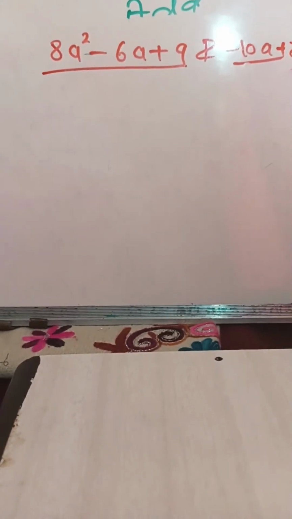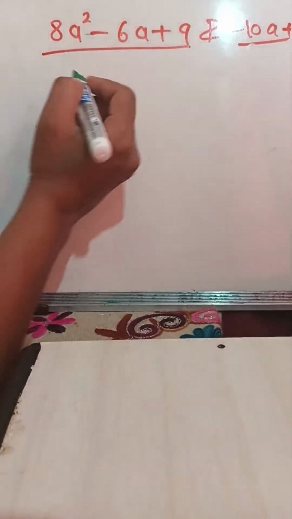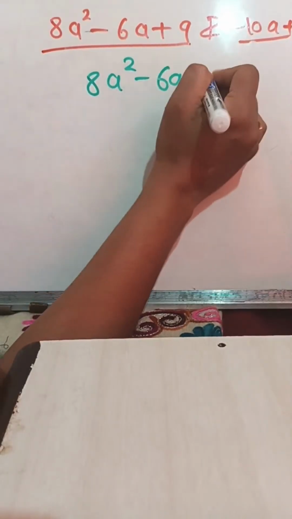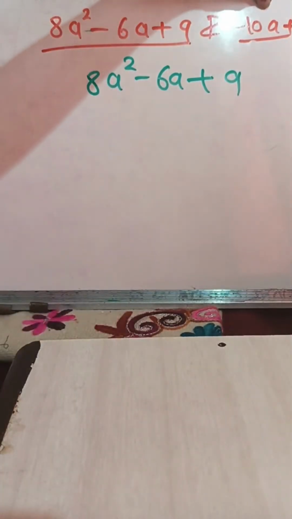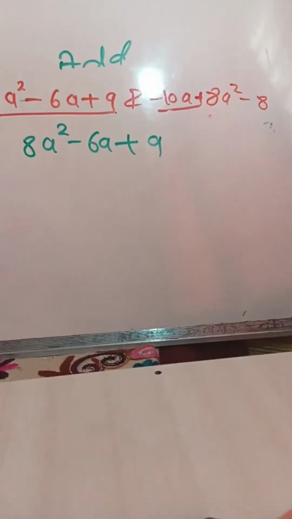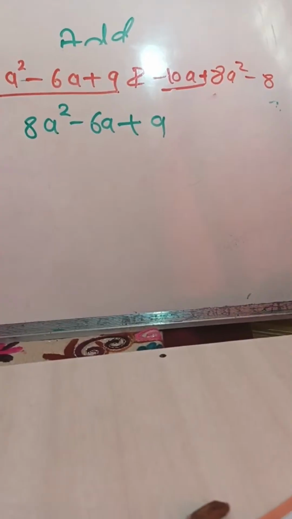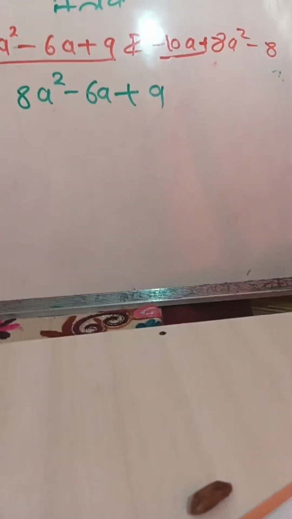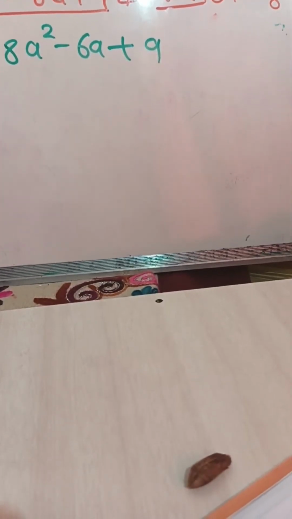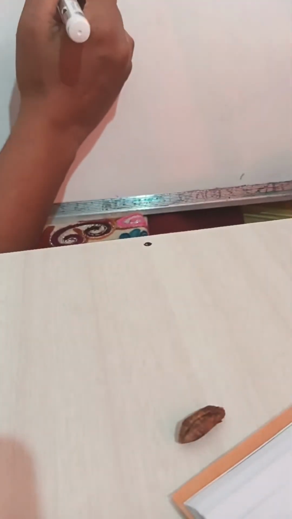First we write 8a square. If we want to do the vertical method, then write 8a square minus 6a plus 9 first. Then we have minus 10a, which is not like 8a square, so we cannot write it below the 8a square. First we write minus 10a at which place? Yes, after minus 6a. Here we have 8a square.